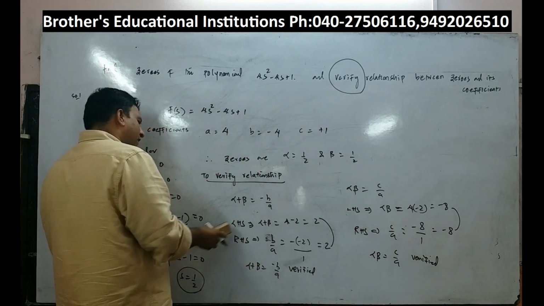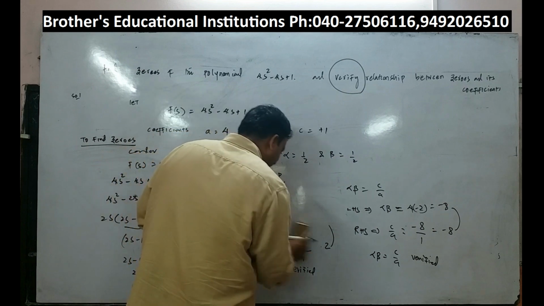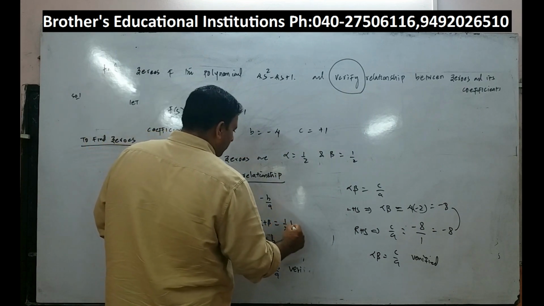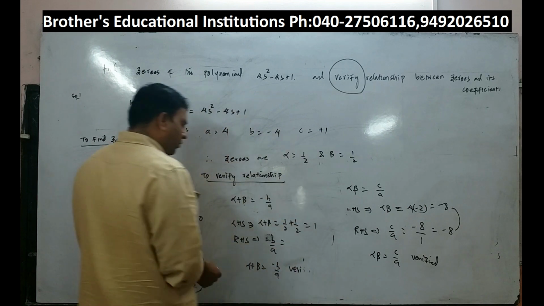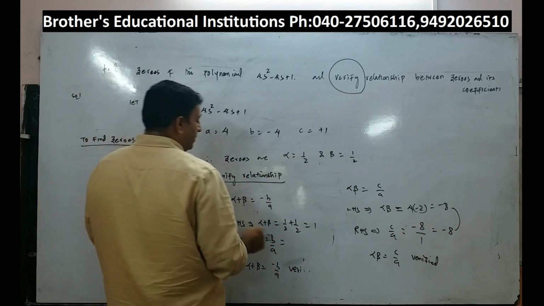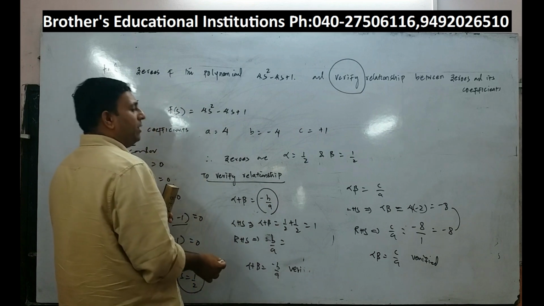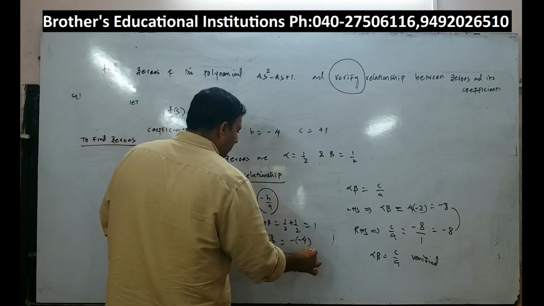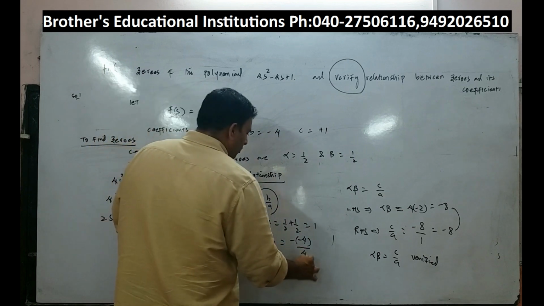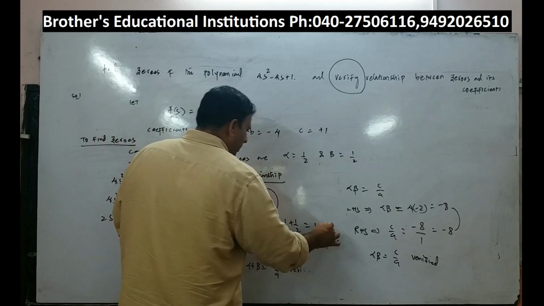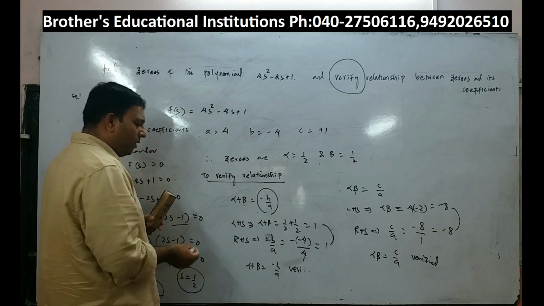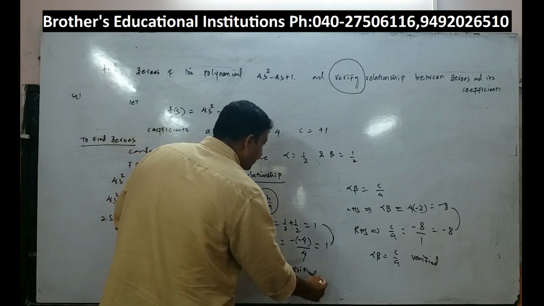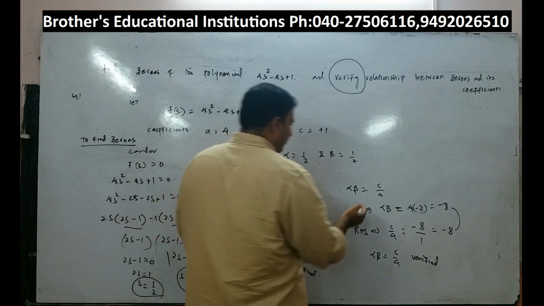Now I want to verify the relationship. LHS. What is LHS? Alpha plus beta. 1 by 2 plus 1 by 2. What is 1 by 2 plus 1 by 2? 1. What is RHS? Minus b by a. Minus b means minus of minus 4, by what is the a value? 4. So minus minus plus 4 by 4, 1. Don't you feel that both of them are equal? So alpha plus beta is equal to minus b by a. Verified.